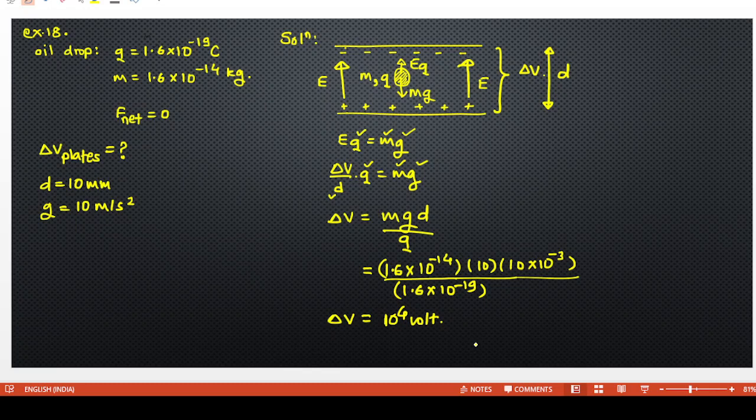Example number 19. Some equipotential surfaces are shown in the figure. What is the correct order of electric field intensity? Question number 19. What is asked? Correct order of, not equipotential surfaces, correct order of electric field. So draw the equipotential surfaces. They have shown equipotential surfaces like this.